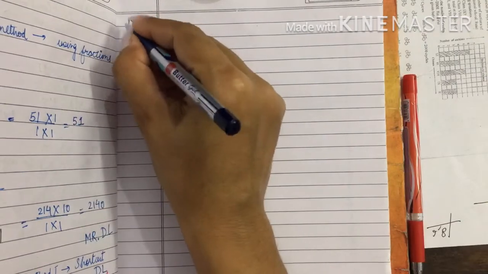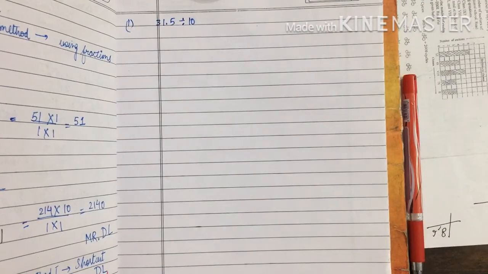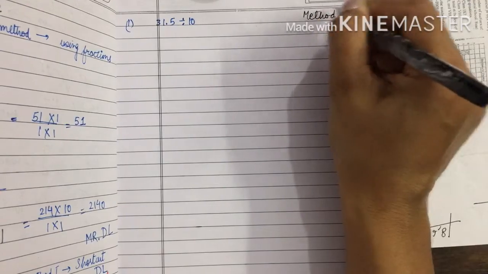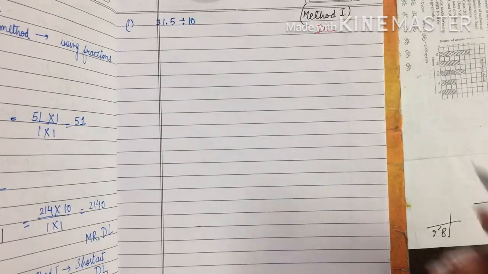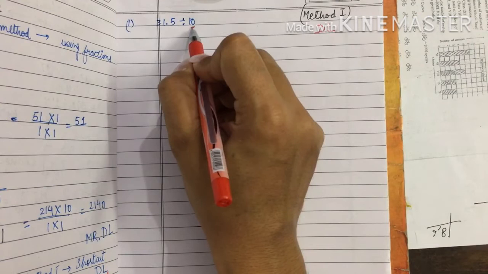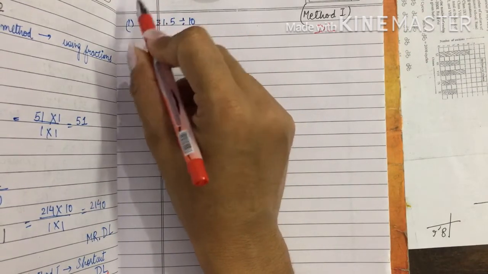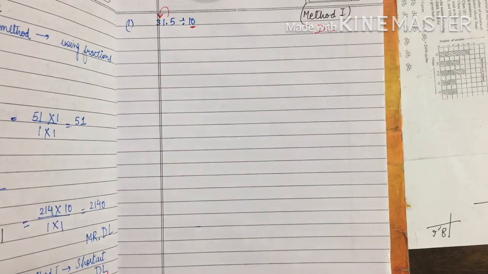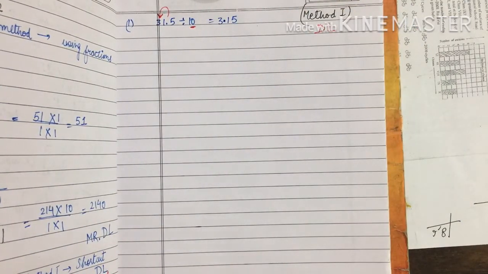The first part that we have is 31.5 divided by 10. So if I'm using the first method, what I'm supposed to do is move the point to the left. This is the method that I'm using, divide left. For this, check by which number you are dividing. You are dividing by 10. This has 1 0. So my point will move one place to the left. So the point moves here, one place to the left. So the answer will be 3.15. This is the shortcut.